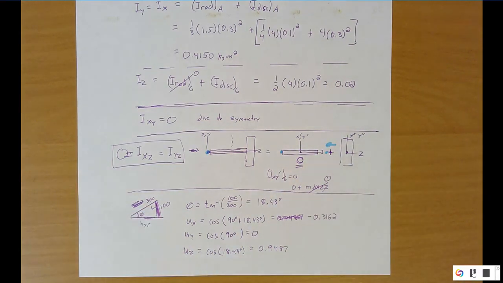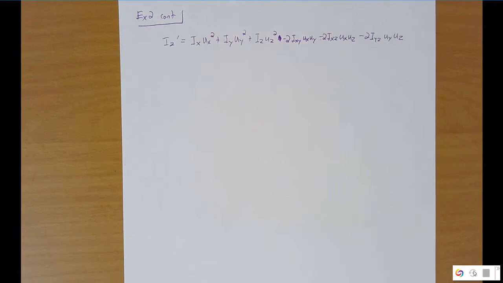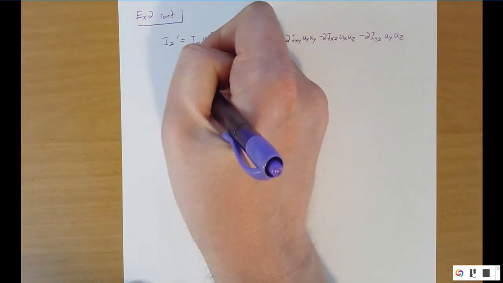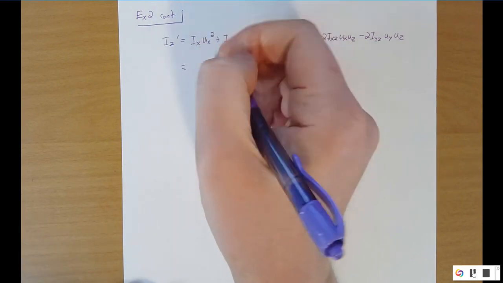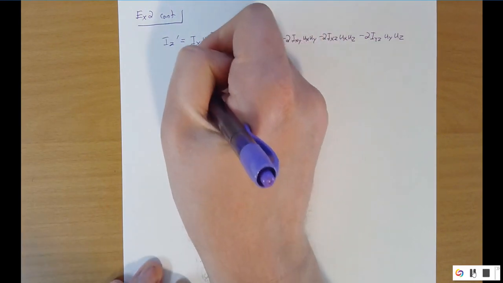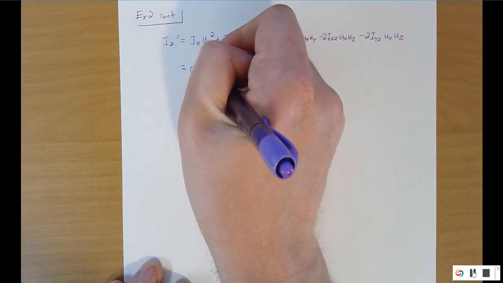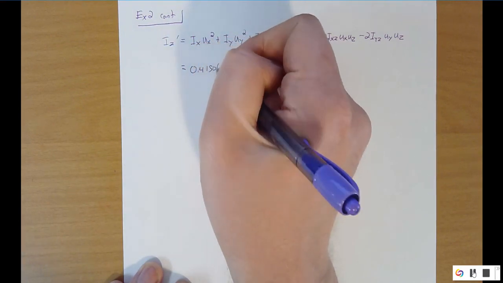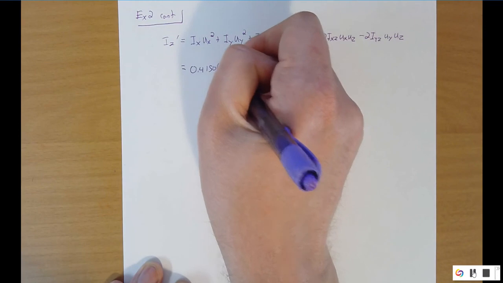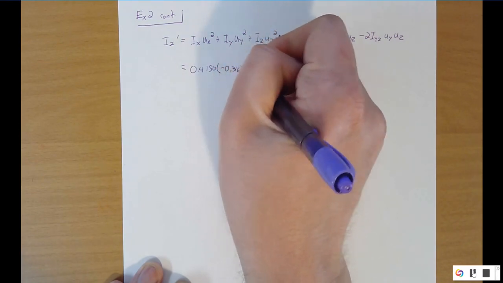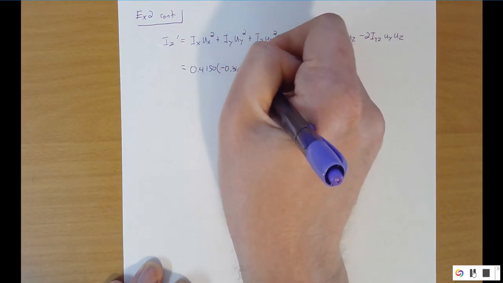So let me grab a piece of paper and we'll continue this. Alright, so I've rewritten it on this new piece of paper, and we know all of the values in here, so let's just plug in what we know. So we know that Ix is 0.4150. Our u of x is negative 0.3162, and we're going to square that. Our iy is going to zero out because u of y is 0.